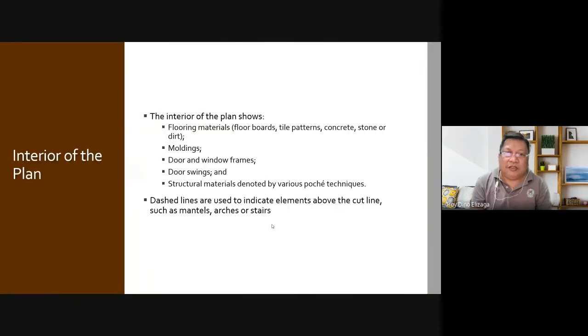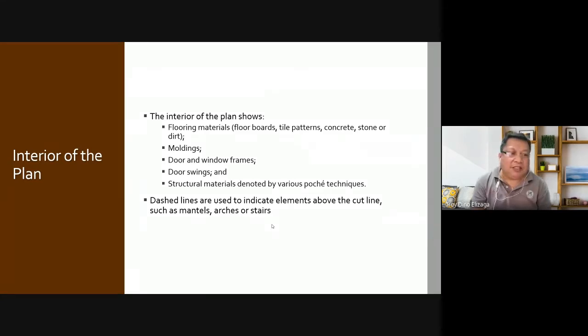So, measuring structures, first the floor plan. In the interior of the floor plan, you have to show the materials of the floors, the moldings, doors and window frames, door swings, and the structural materials denoted by various poche techniques. Poche is like your hatch, representation of the material.